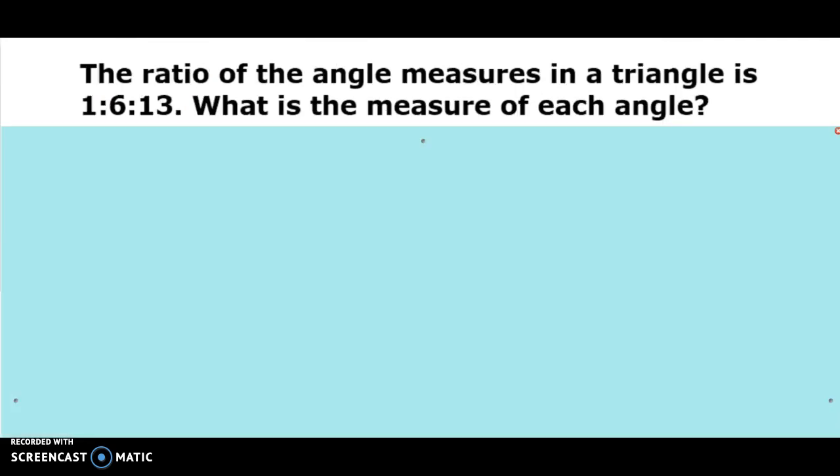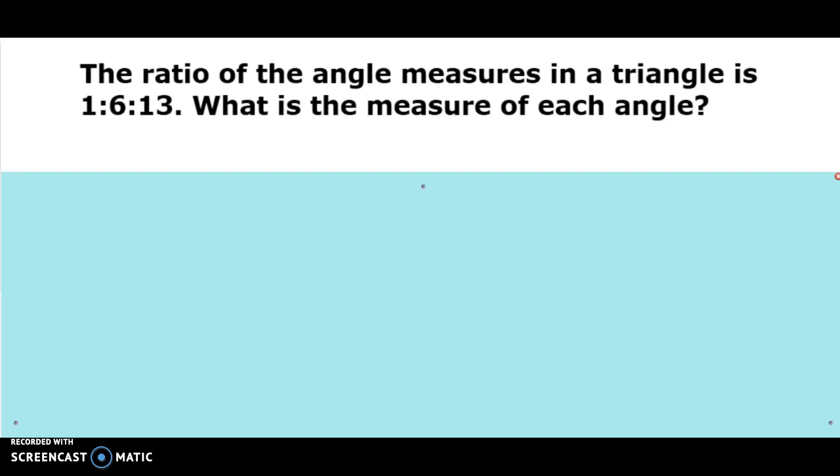The ratio of the angle measures, so we're in a different mode now. We're not talking about perimeter anymore. We're talking about the angle measures of a triangle, which is 1 to 6 to 13. What is the measure of each angle? You should be able to do this on your own. So go ahead and give it a try.